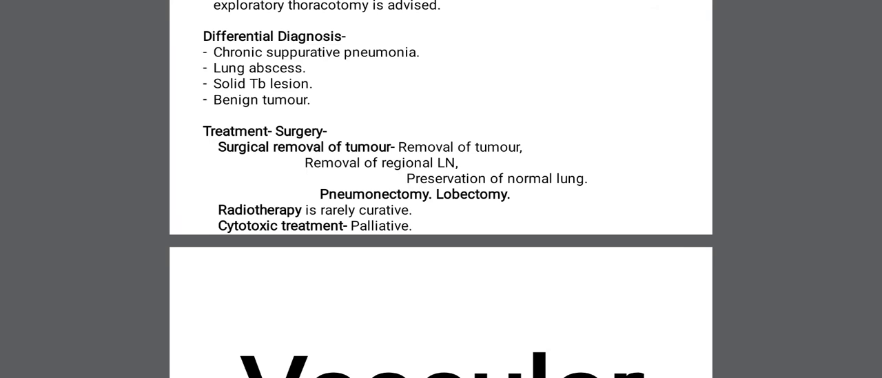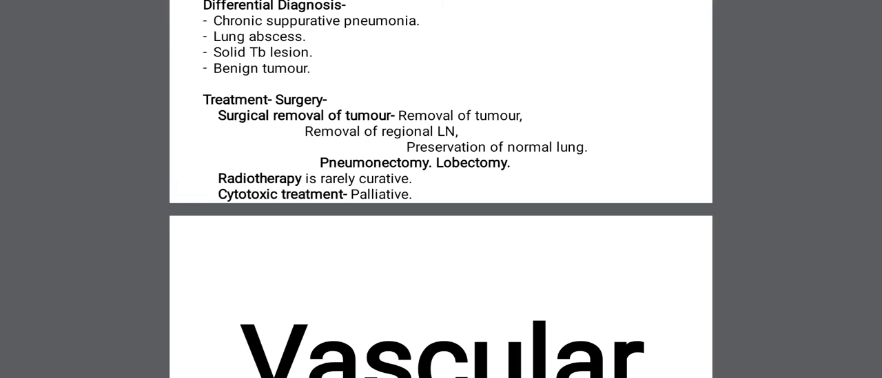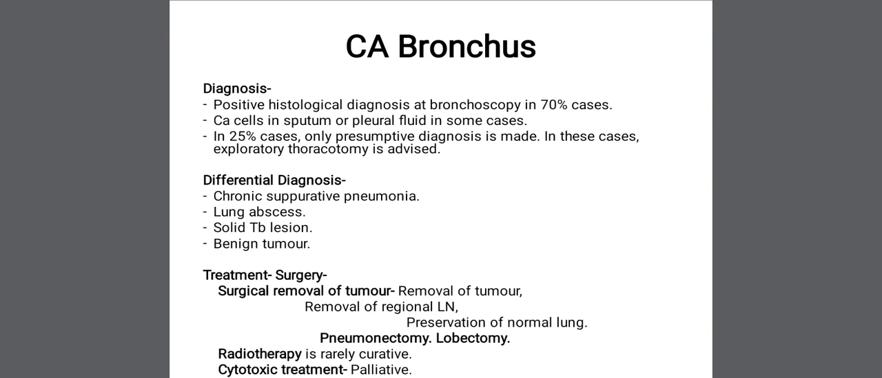The treatment for CA bronchus is surgical removal of the tumor. That is, you have to remove the tumor with removal of regional lymph nodes, and you have to preserve the normal lung tissue as much as possible. The surgical procedure is pneumonectomy or lobectomy. Radiotherapy is rarely curative, and radiotherapy and cytotoxic treatment are palliative treatments. So this is all about CA bronchus.